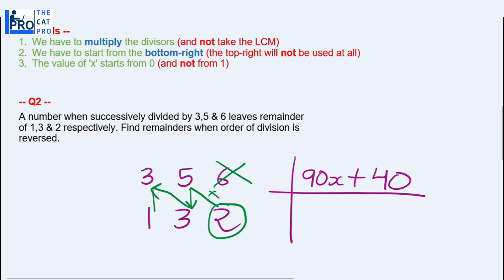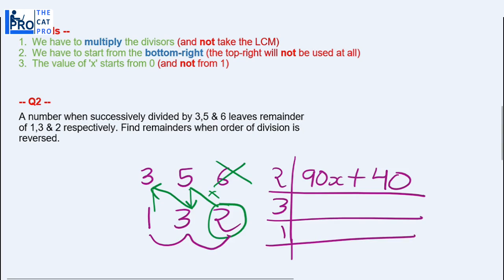Order of division reverses. So first we were dividing by 1 and then 3 and then 2. Now we'll reverse. So first we'll divide by 2, then we will divide by 3, and then we will divide by 1. This is what it essentially says, and we have to find the remainders, right? So when I divide this by 2, what do I get? I get 45x plus 20. So my remainder is 0, right?